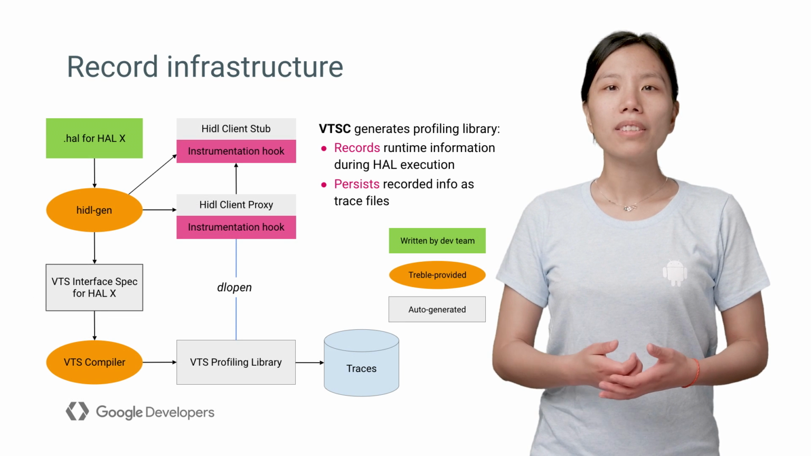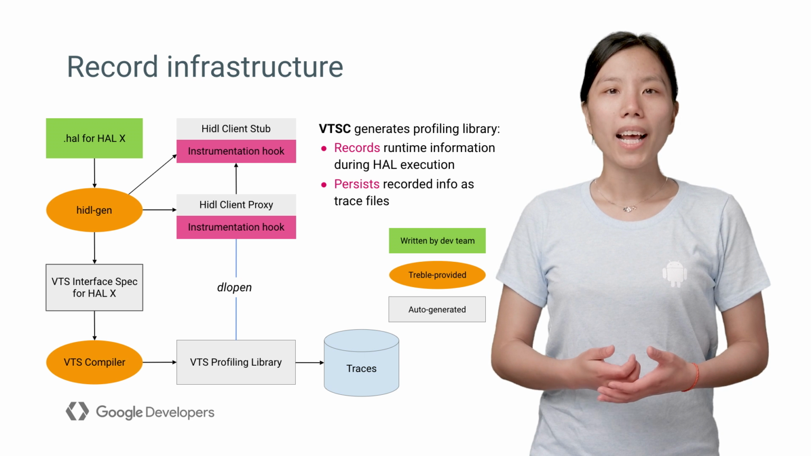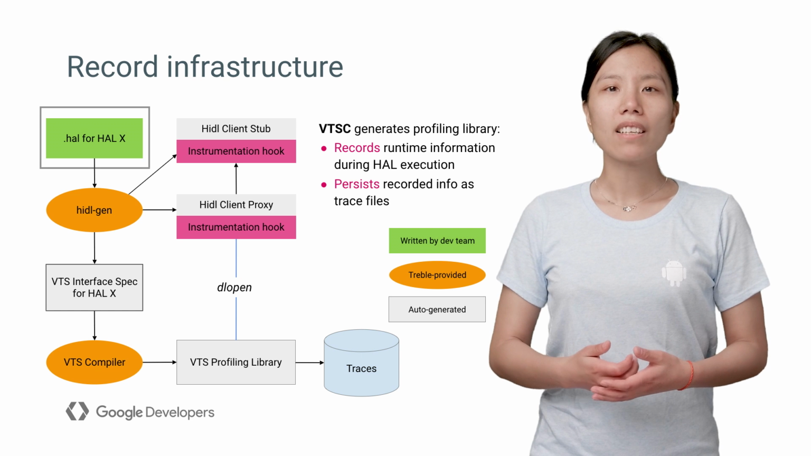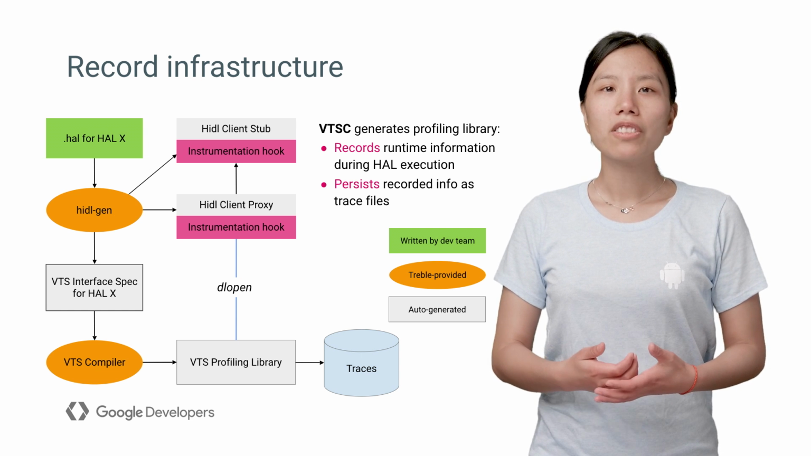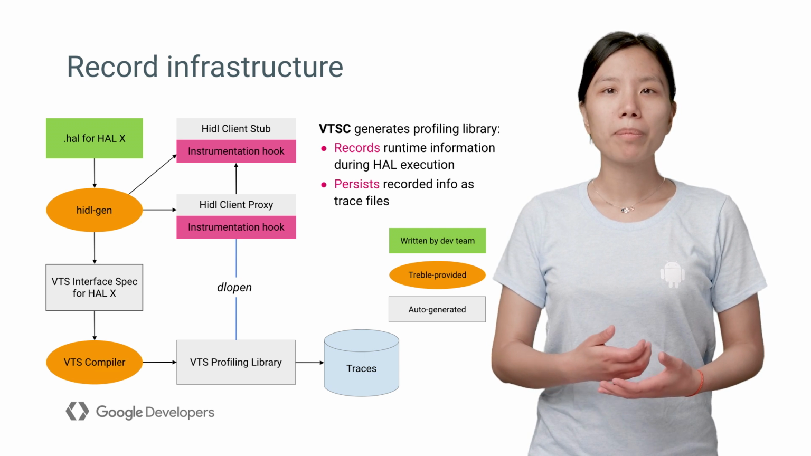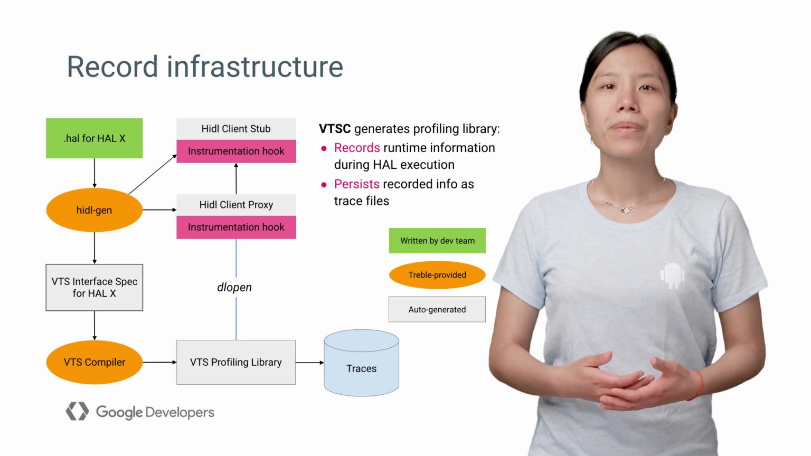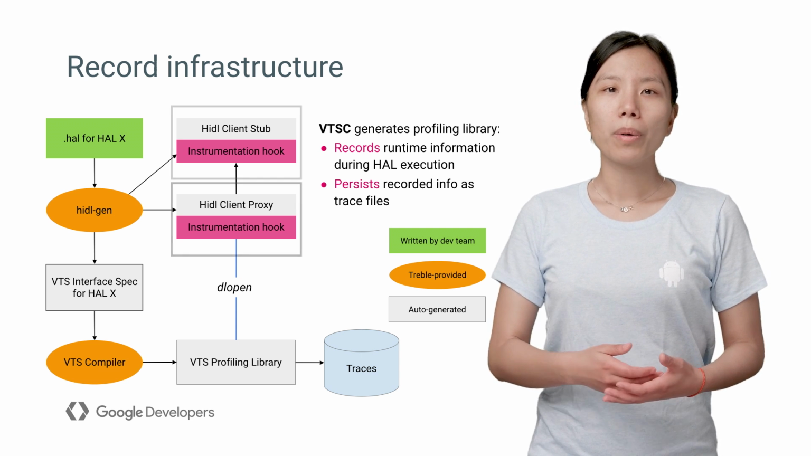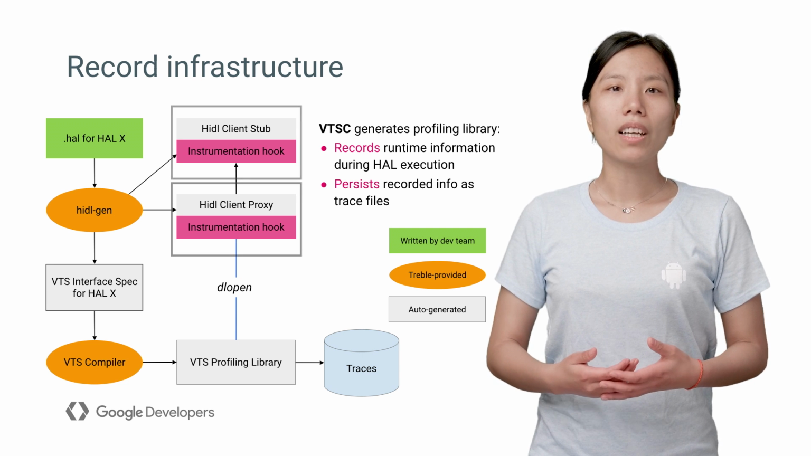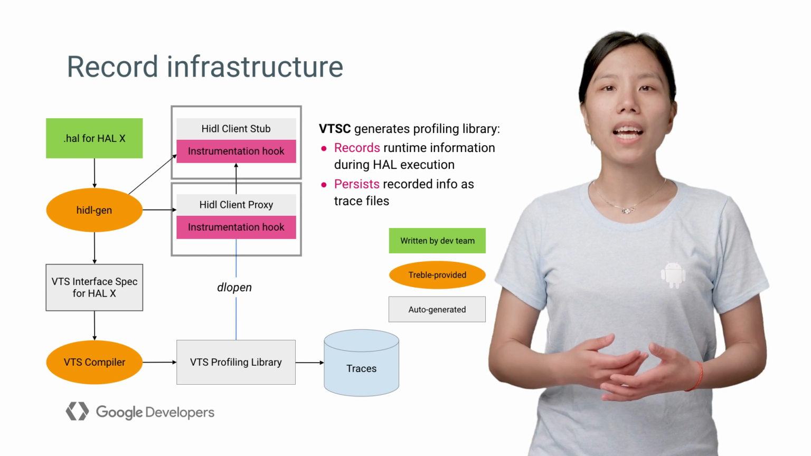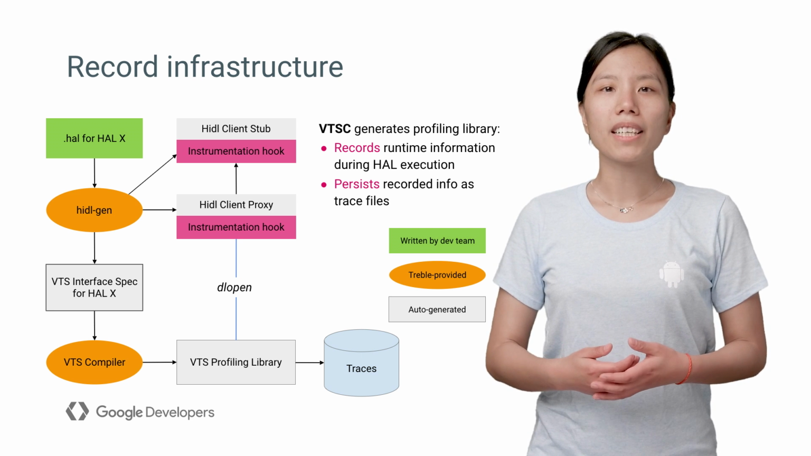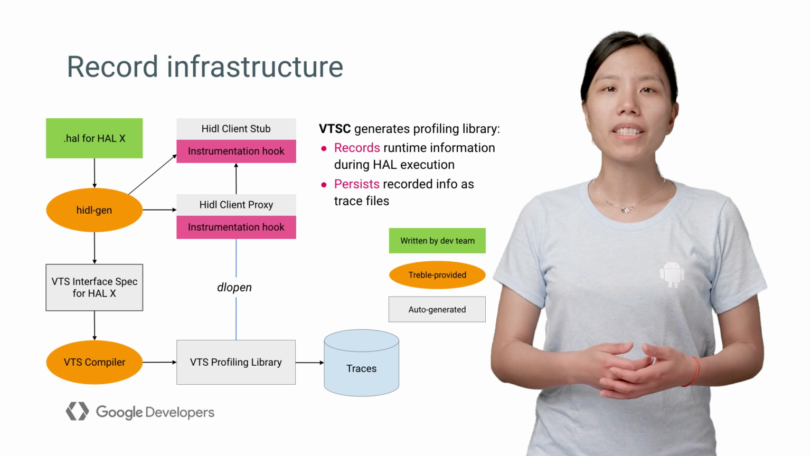First, to support runtime profiling, we rely on the .HAL files defined for each HAL. And based on these .HAL files, Hidl-gen, which is our multipurpose HIDL compiler, will generate proxy and stub implementation with additional instrumentation code. The instrumentation code will dynamically look up and load a configured VTS profiling library and call the profiling function provided by that library to collect the runtime information.